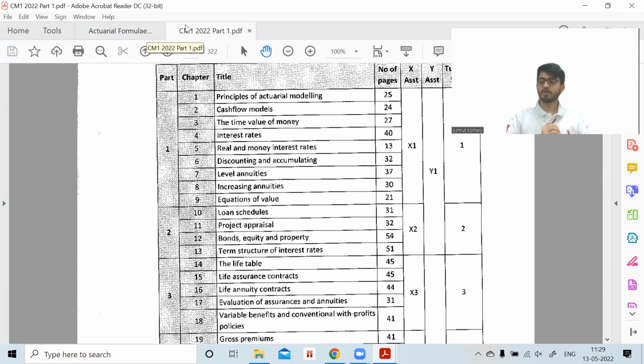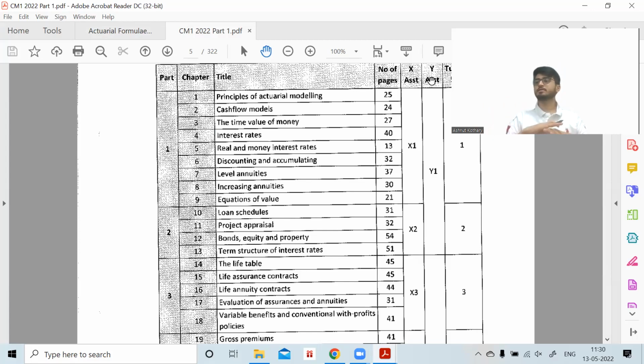So we have in total 27 chapters. Name of the chapters is given in this section. Number of pages has been given. These 27 chapters have been divided into 5 parts. So the first part corresponds to chapter number 1 to 9, second part corresponds to chapter number 10 to 13, and so on. You will also see something called X assignments, Y assignments.